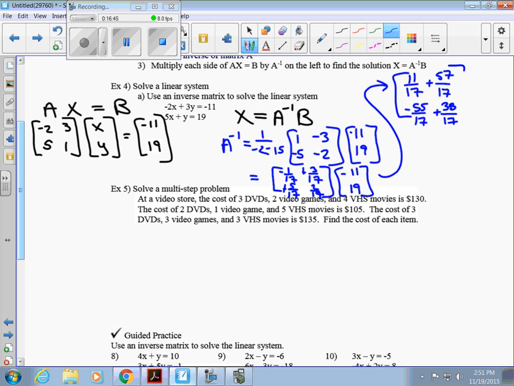And hopefully these are going to give us nice numbers. So 11 and 57 is 68, divided by 17 is 4. And then -55 plus 38 is -17, divided by 17 is -1. So if we have this, that's our solution, which means in this case, x is 4 and y is -1. And so our solution is the ordered pair (4, -1).